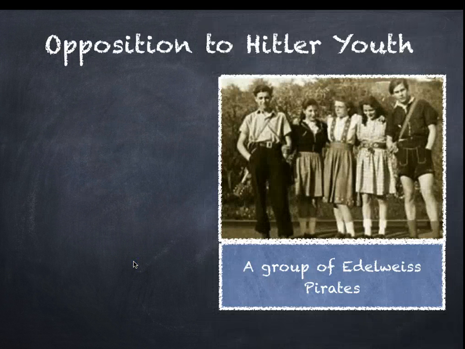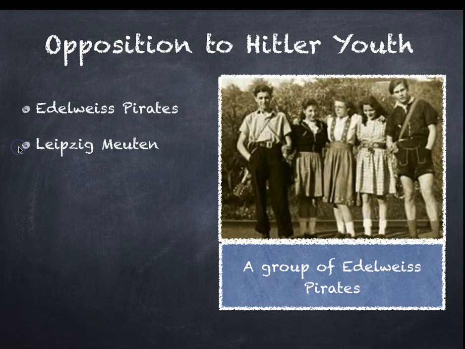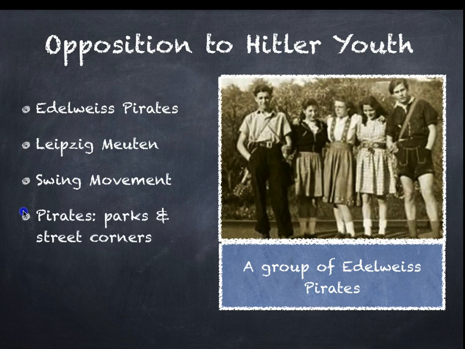There was indeed opposition to the Hitler Youth amongst young people as well. Here's a group called the Edelweiss Pirates, and also a group called the Leipzig, again I'm not sure how you pronounce that word, sorry, Mythen, do apologise, perhaps somebody can correct me in the comments below, and the swing movement as well. So Edelweiss Pirates, the Leipzig Mythen, and the swing movement.